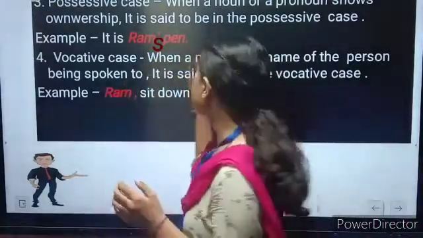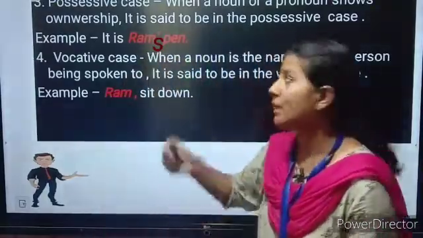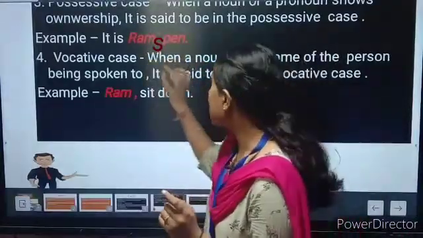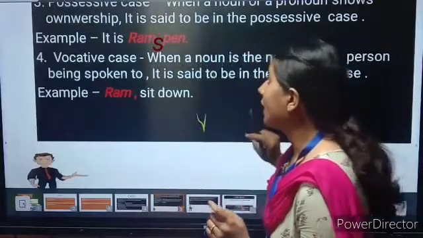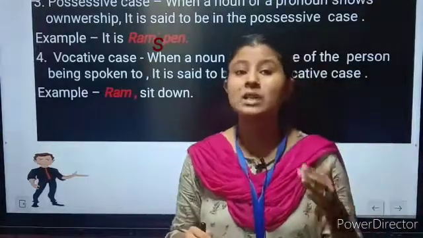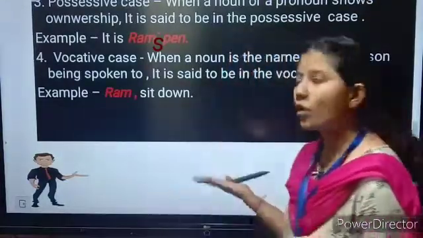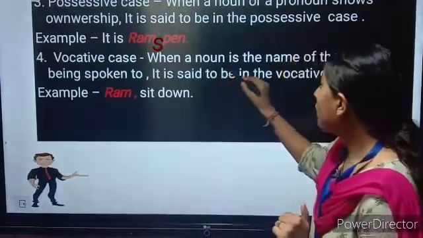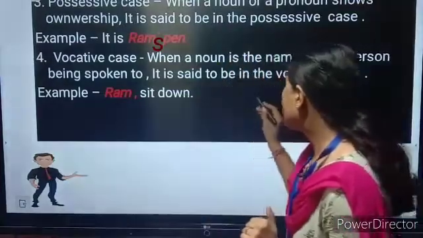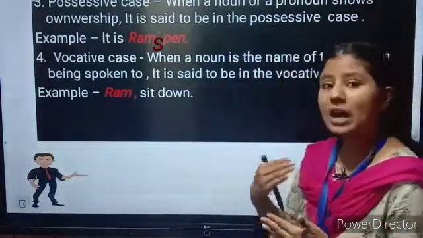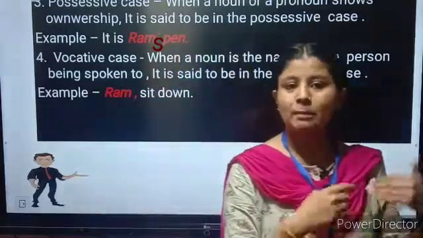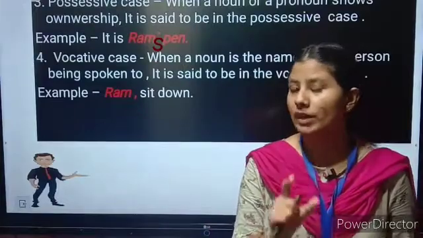So this is showing the ownership, that the pen belongs to whom? The pen belongs to Ram. So this is called a possessive case. Clear students? Now case number 4, that is vocative case. So what is vocative case? When a noun is the name of the person being spoken to, it is said to be in the vocative case. So when we are speaking to a person and we speak that particular name, then that case will be called a vocative case.